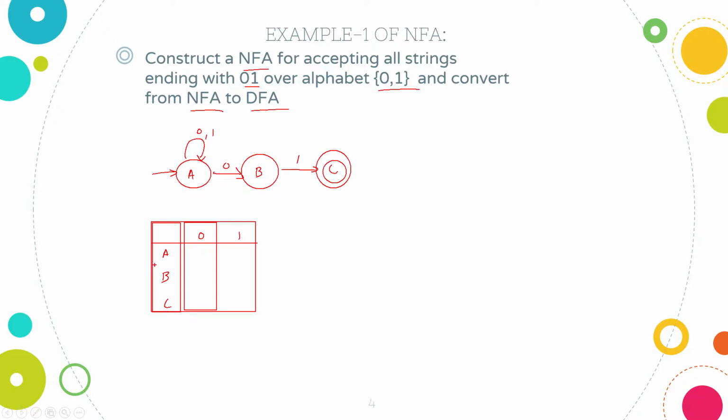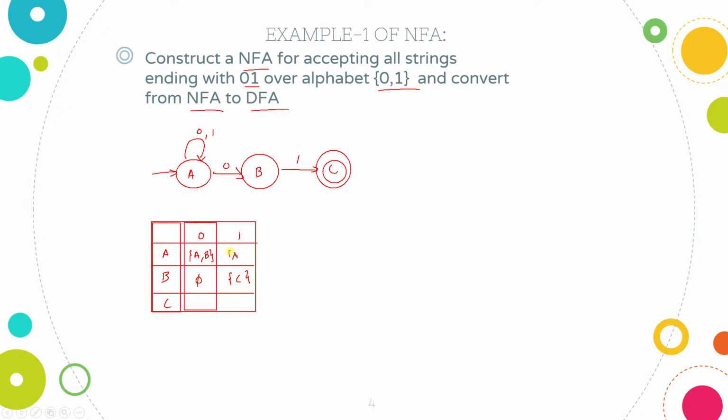Okay, so if you are in state A and you get an input 0, where can you go? You can either stay in A or you can go to B. So let's write it as A comma B. What about 1? If you get a 1, you can be in state A. What about state B? If you get an input 0, where do you go? It's not mentioned, so let's write it as null or empty state. And if you get a 1, you go to state C.